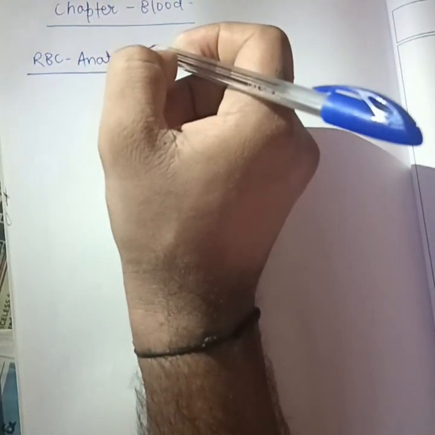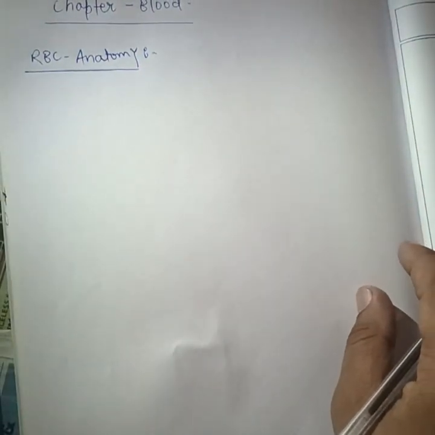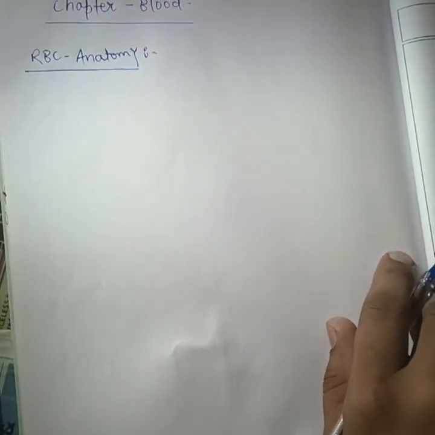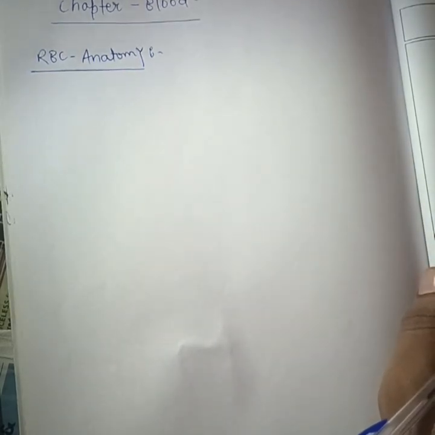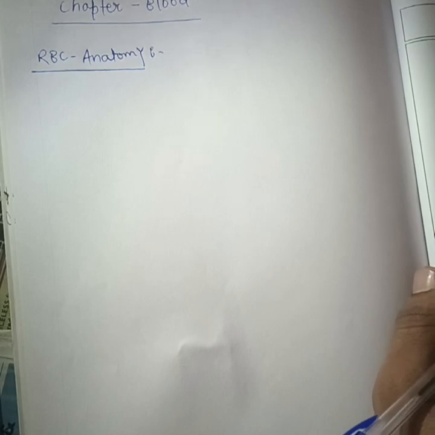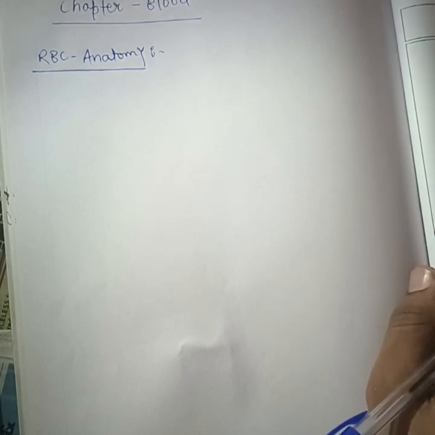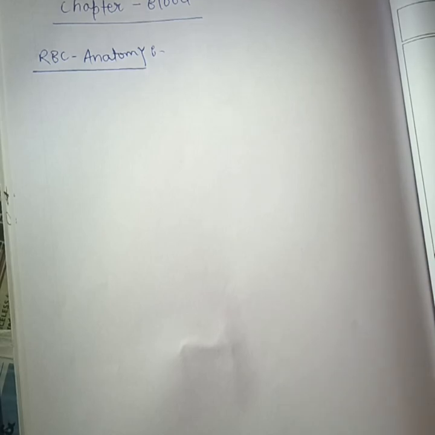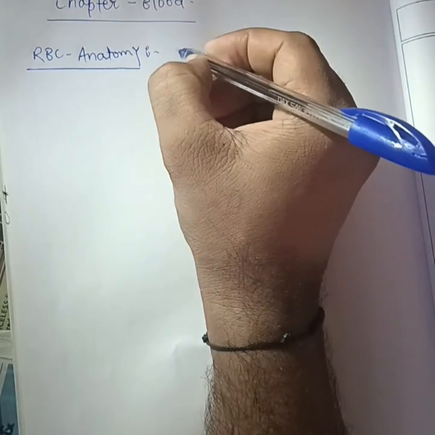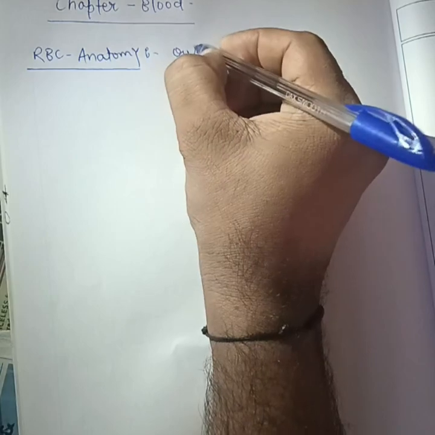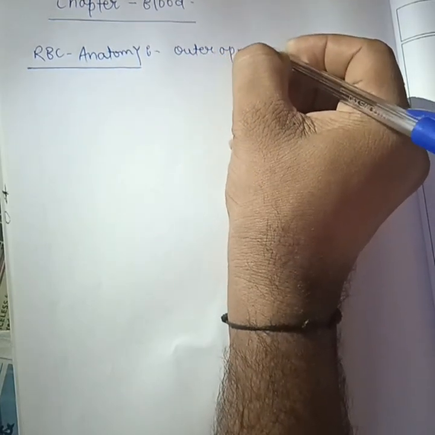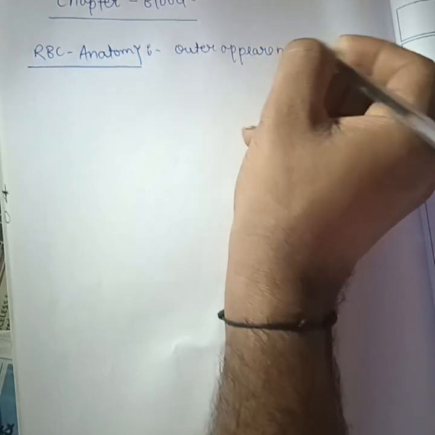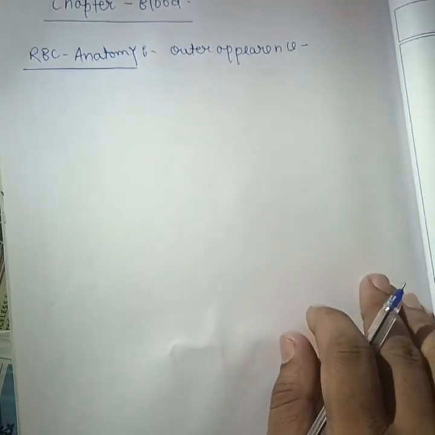As we all know, the word anatomy refers to the physical appearance of the system. Anything that we are going to talk about the system is what the anatomical system is. So the word anatomy refers to the outer appearance. On the screen, you can see the outer part of the RBC.